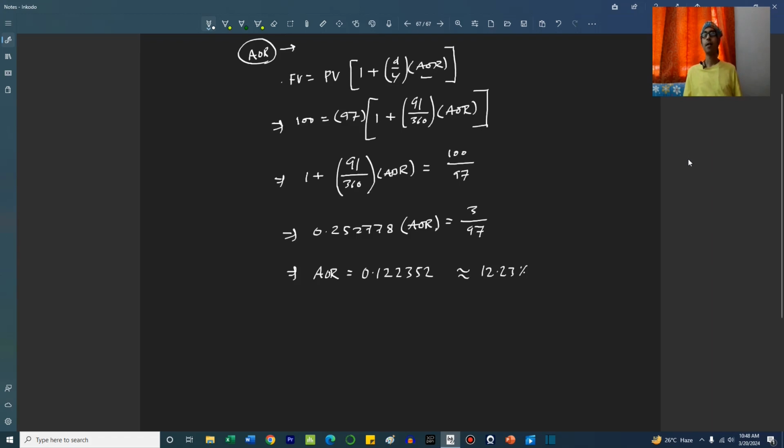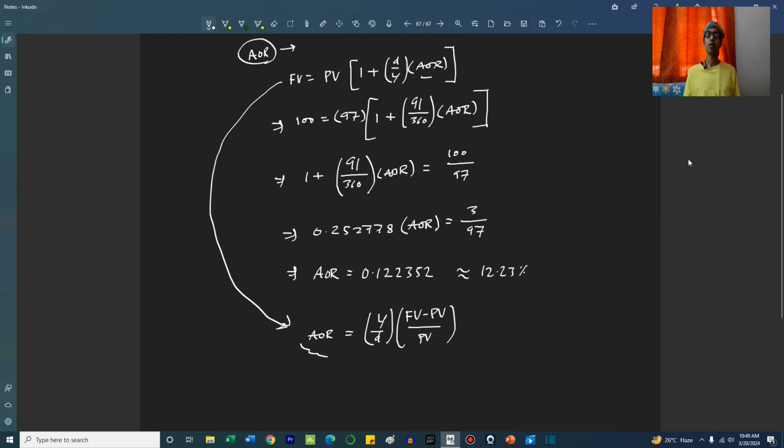Now from this we can easily derive an expression for AOR also, if you want to remember that or use that directly. This is equal to y by d multiplied by FV minus PV by PV. So the add-on rate is equal to y by d multiplied by FV minus PV divided by PV. In case of discount rate, the denominator here was FV, here it is PV, just that is the difference.